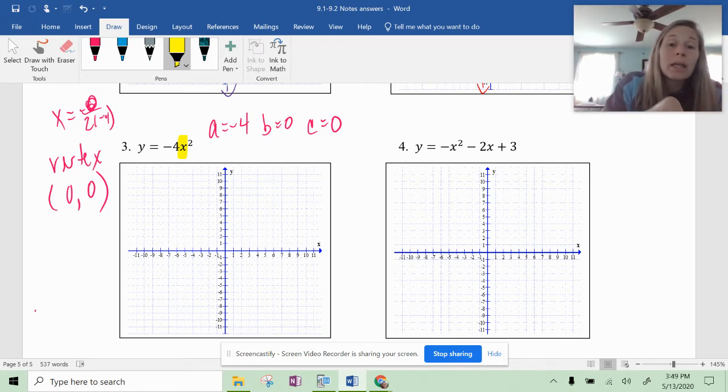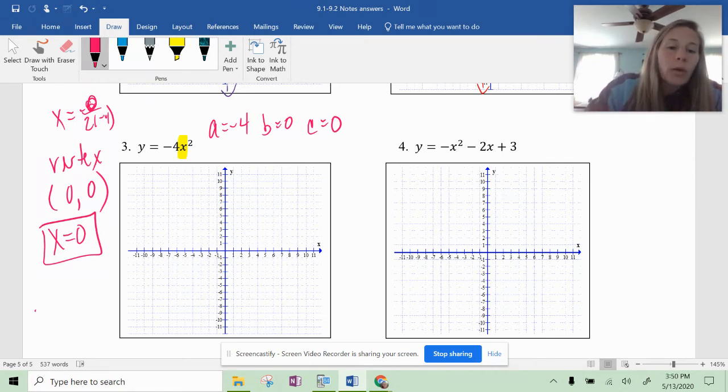So as soon as you get a B and C that are both 0, you know your vertex is the origin. And you can just go ahead and write that. The axis of symmetry will also be the y-axis. So right away, we can start graphing this one at the origin. The axis of symmetry is the y-axis itself. And then we just use our graphing pattern.